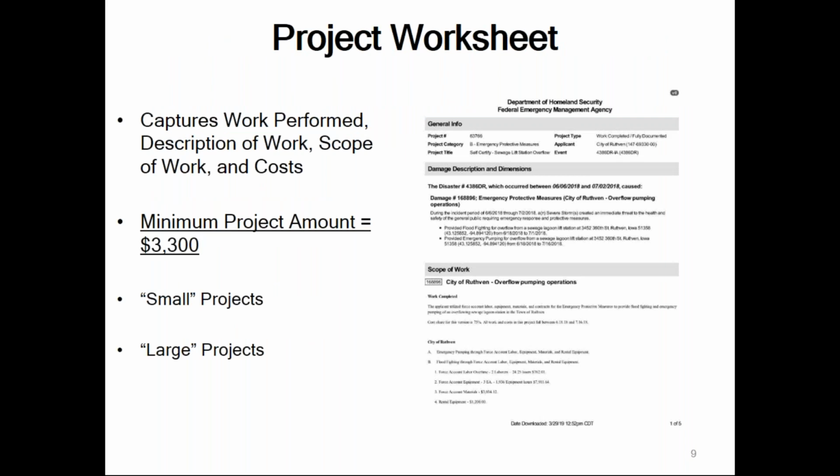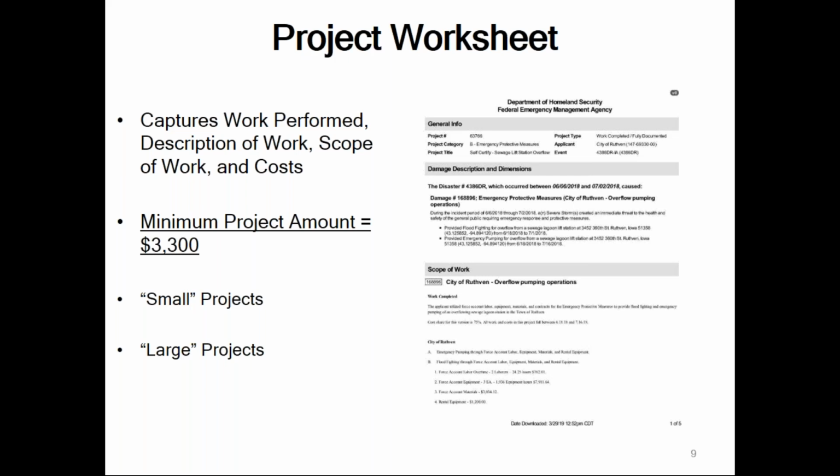Once you're into FEMA's Grants Portal and we begin the grant writing process, you will begin formulating your own projects within Grants Portal. These project worksheets are meant to capture the work you're performing, to provide a description of the work, the scope of work, and costs associated with all your work activities. There is a minimum project amount that is required, that is $3,300.